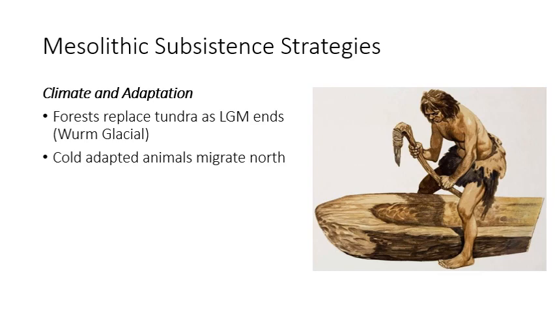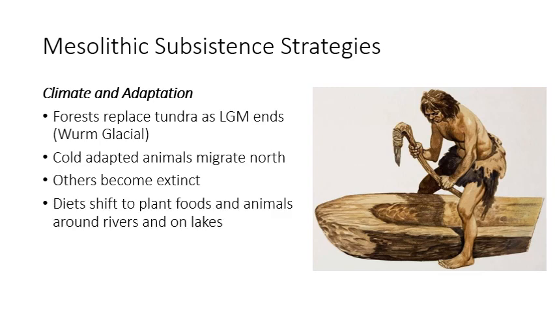In addition, the cold adapted animals that were common during the Paleolithic, they start to migrate more north. It's just too warm in these areas, so they start to move further north. And we think that we end up hunting them, a lot of them, to extinction as well. The ones that we don't hunt to extinction, they can't adapt fast enough and they eventually meet the same fate. They become extinct as well.